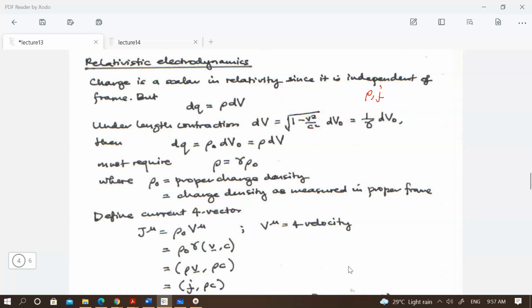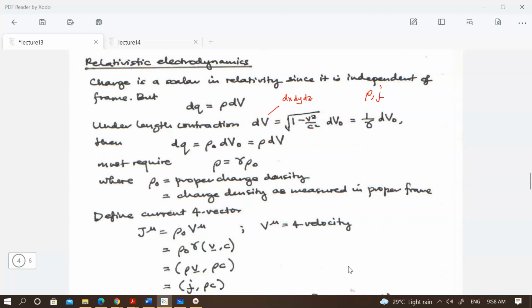Then your length, the appearance to another observer of your boosted reference frame, is that your length contracts. So there will be a length contraction factor here that says something must also happen to your charge density. So let's consider the length contraction for your volume element. For your volume element, you think of the x, the y, the z, for example.